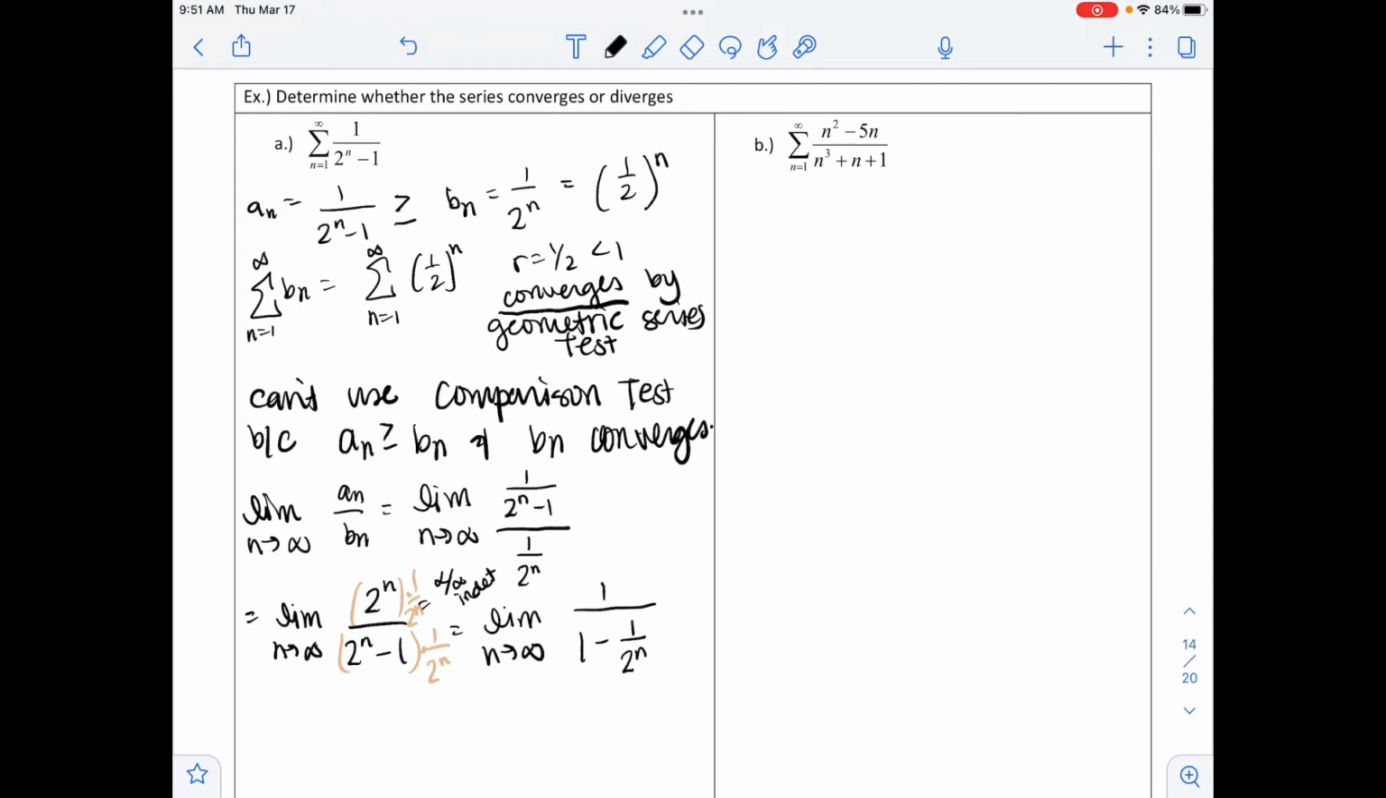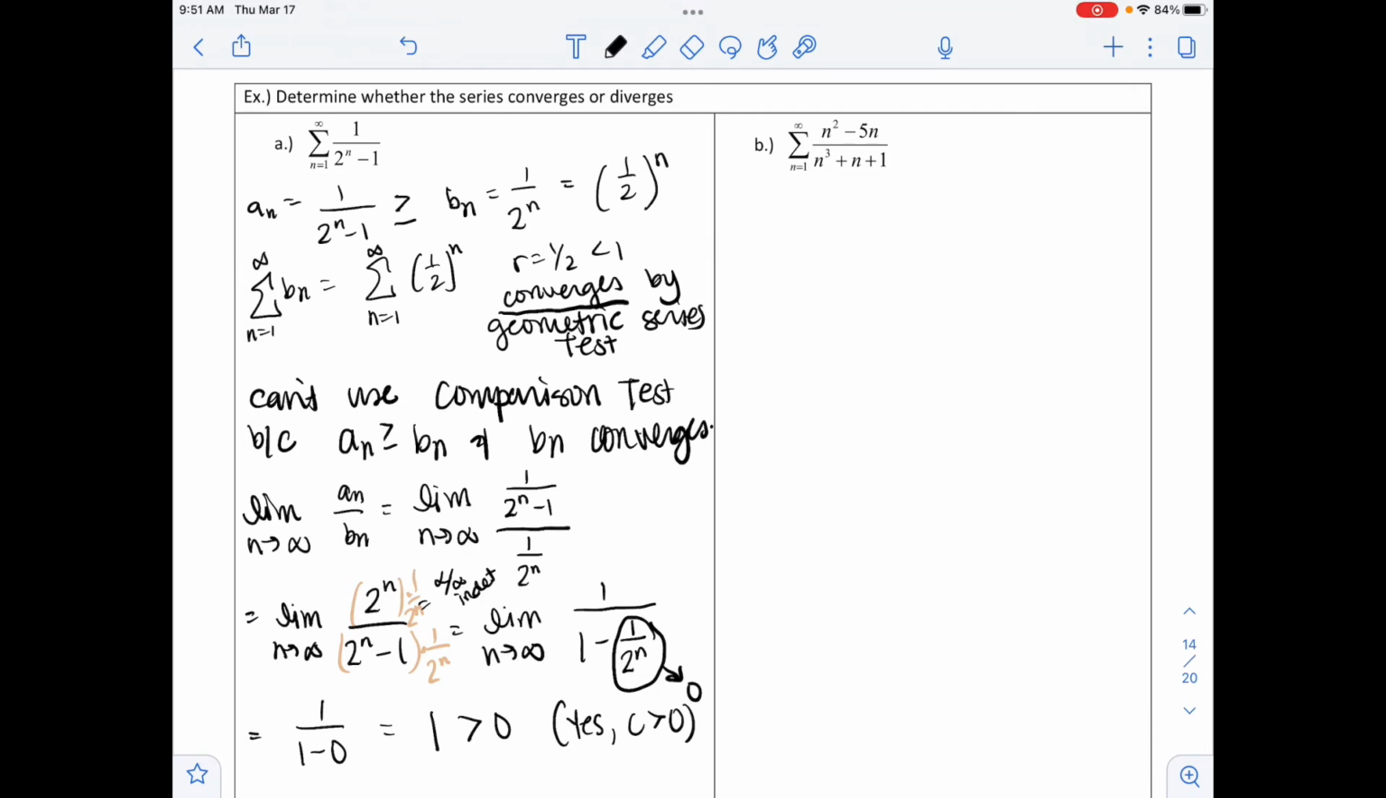And taking the limit of each of these terms, the limit as n approaches infinity of 1 is just 1, and then the limit as n approaches infinity of 1 over 2 to the nth is going to be 1 over infinity, which means it's going to be approaching 0. And so this is going to equal 1 over 1 minus 0, or just 1, which is a finite number, and it is greater than 0. So yes, c is greater than 0. And so we're able to use that limit comparison test.